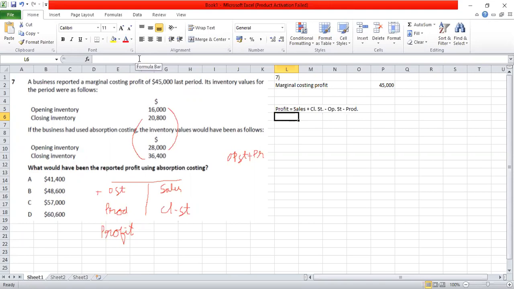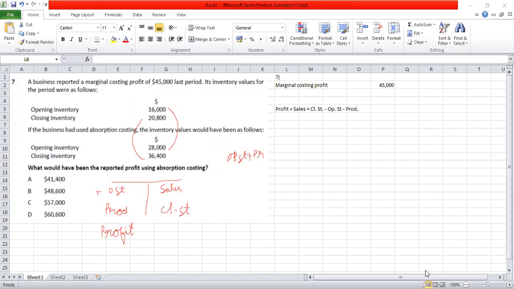Now this is the equation. In their profit, they deducted an amount of 16,000 for opening stock. But how much should have been deducted according to absorption costing? The amount of opening stock which has to be deducted should be 28,000. They already deducted 16,000. Now how much more has to be deducted? The difference between these two is 12,000. So 12,000 more of opening stock has to be deducted.